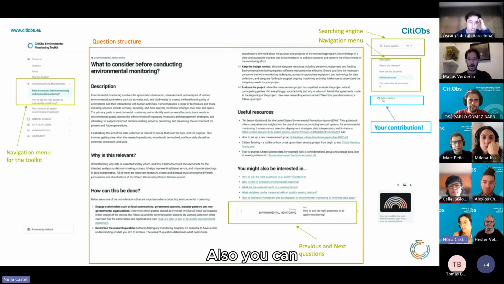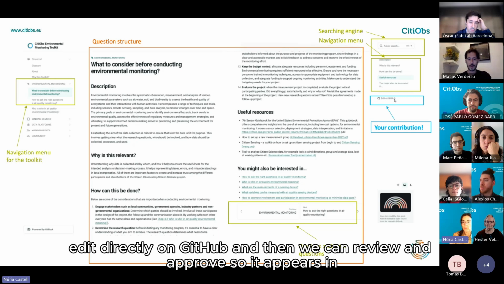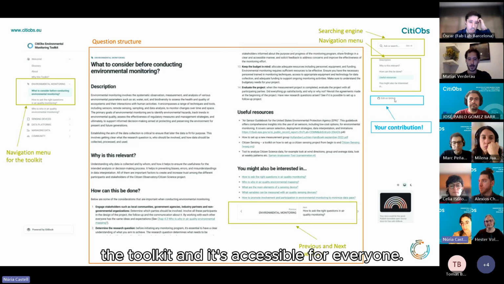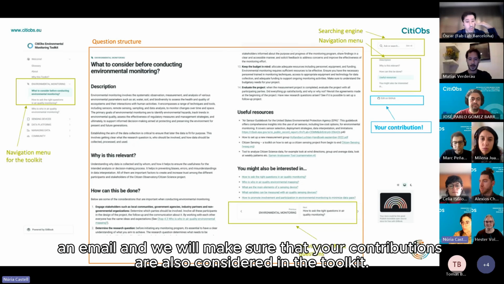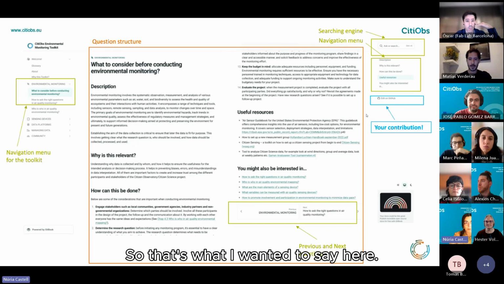Also, you can edit directly on GitHub, and then we can review and approve, so it appears in the toolkit and is accessible for everyone. But also, if you are not so good at GitHub, you can send us an email, and we will make sure that your contributions are also considered in the toolkit. So that's what I wanted to say here.